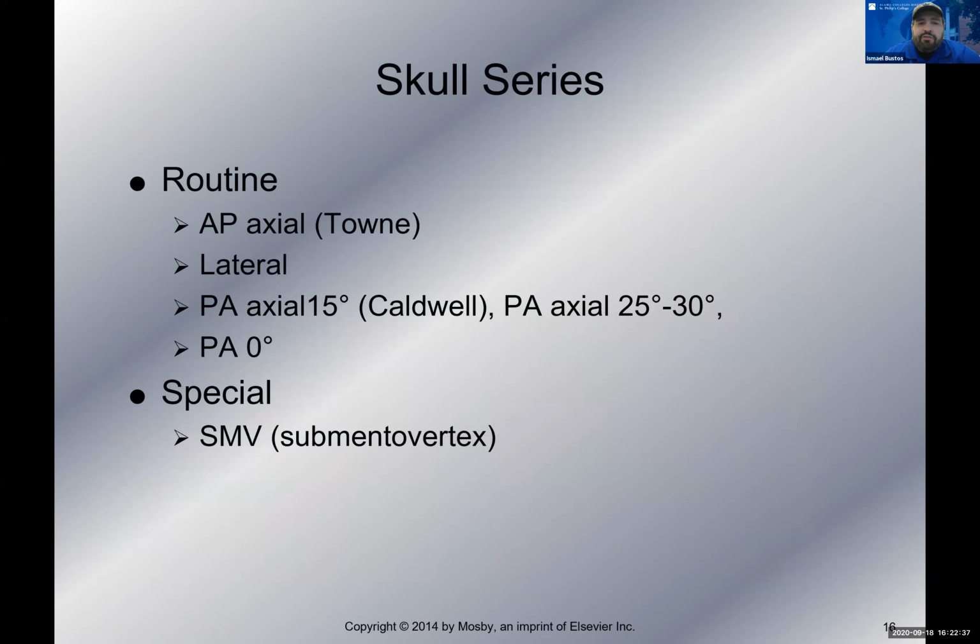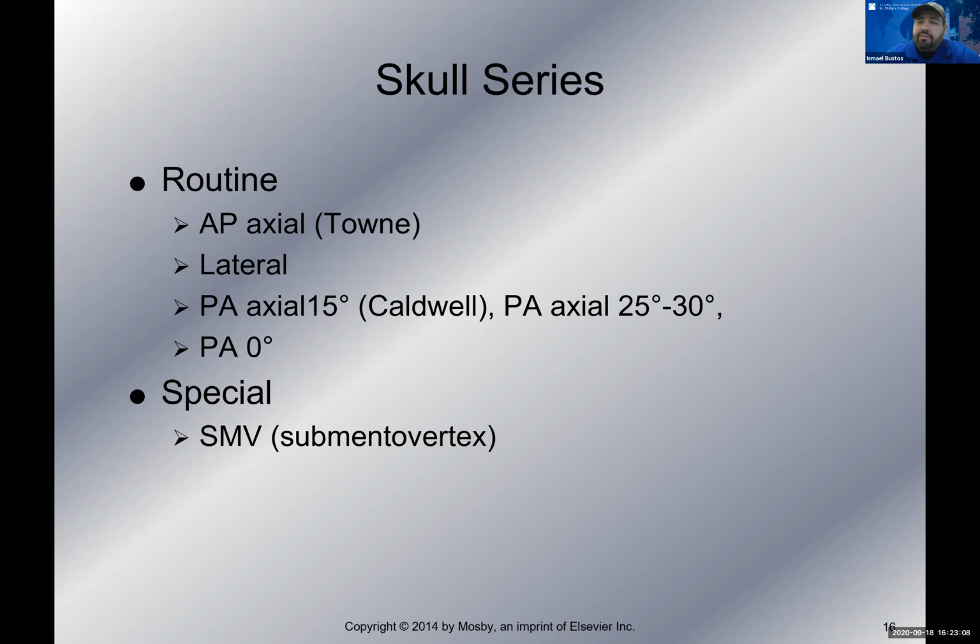Then we do some sort of PA axial, and there's two versions. There's a PA axial 15 degree, which is known as a Caldwell, and then a PA axial 25 to 30 degree, which is just a 25 to 30 degree. So Caldwell is only a 15 degree angle. Anything more or less than the 15 degree is no longer a Caldwell projection. Then we have a PA 0 degree, and that's just a straight PA. When it says 0 degree, that means there's no angulation of the tube.